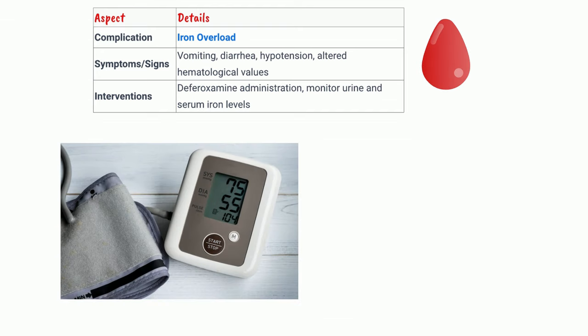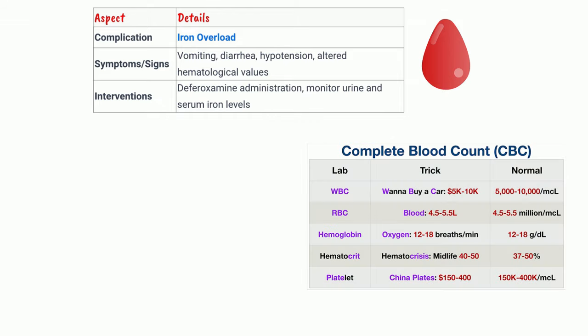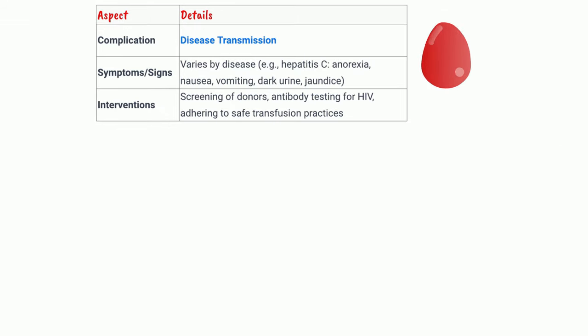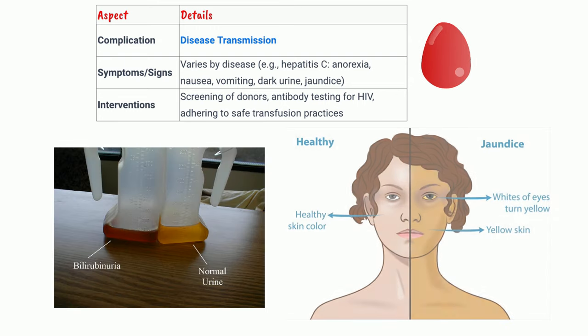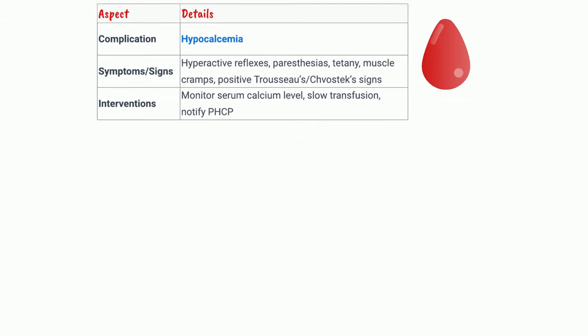Treatment includes administering deferoxamine and monitoring iron levels. Disease transmission risks like hepatitis C highlight the importance of thorough donor screening and safe transfusion practices. Awareness of these risks is crucial for preventing transmission.